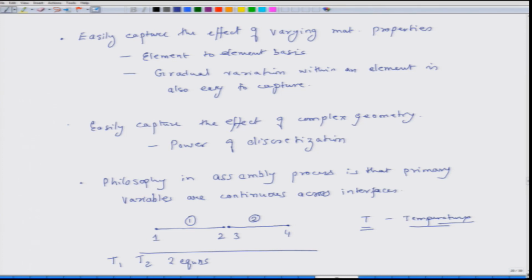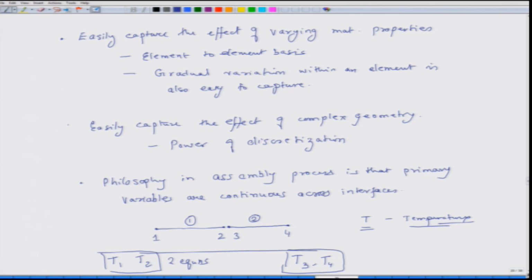And how will we develop those equations? We have not explained in great detail, but we have somewhat addressed that methodology in previous lectures. And similarly, for the second element, I will have two more equations and in these two equations, the unknowns will be T3 and T4, okay. So, I will have two equations for element 1 and two equations for element 2.